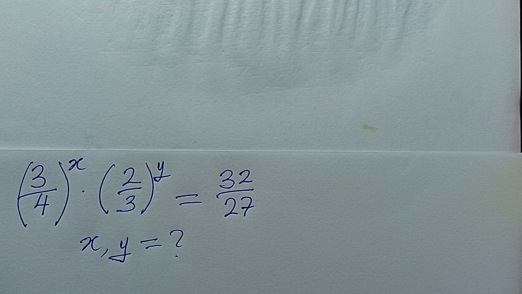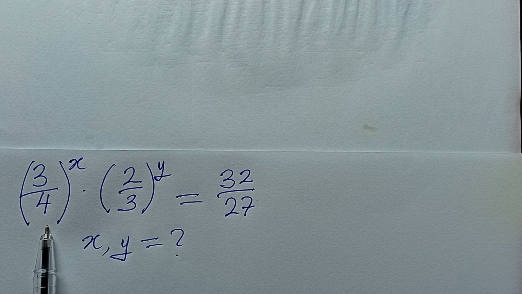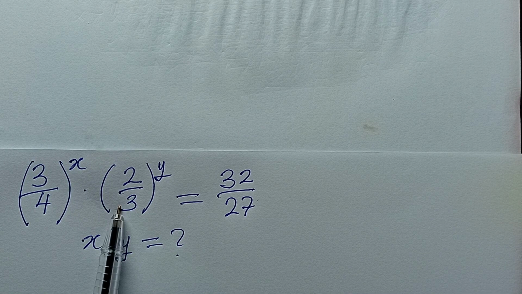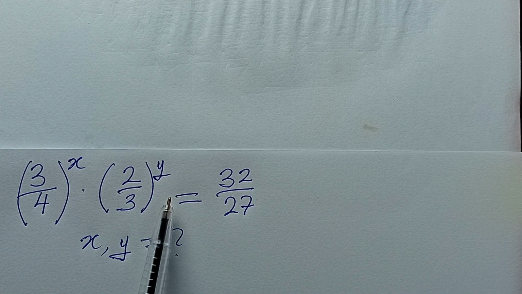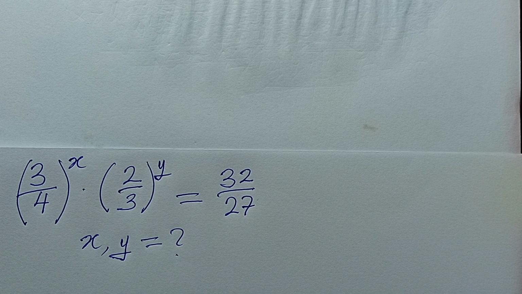Today we have this math challenge before us here. It's a multiple question. The question is (3/4)^x times (2/3)^y equals 32/27. How do we solve for the value of x and y in this challenge?